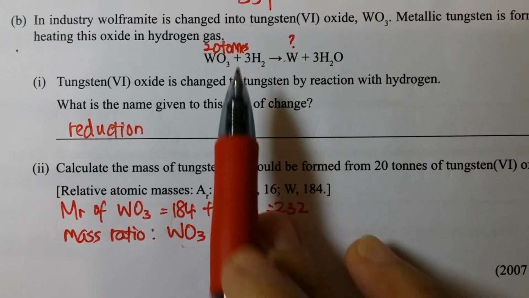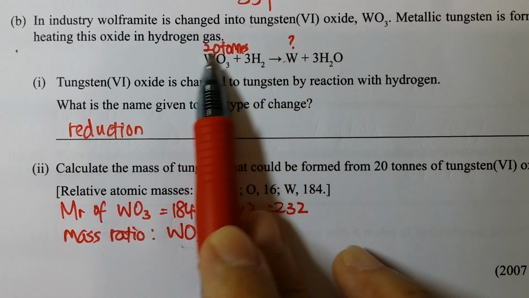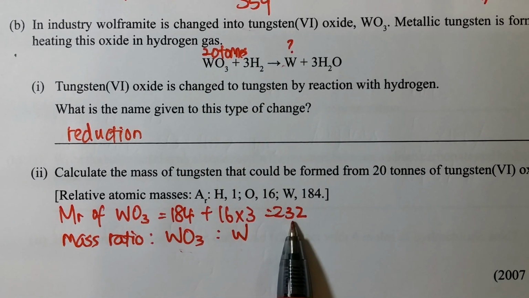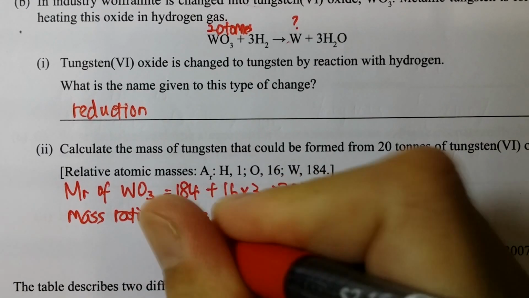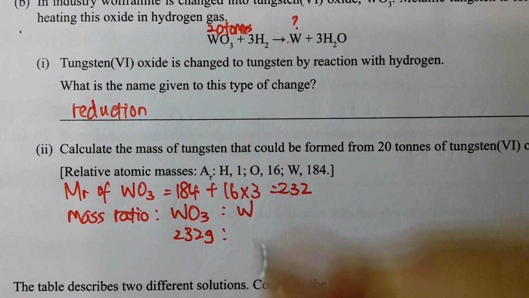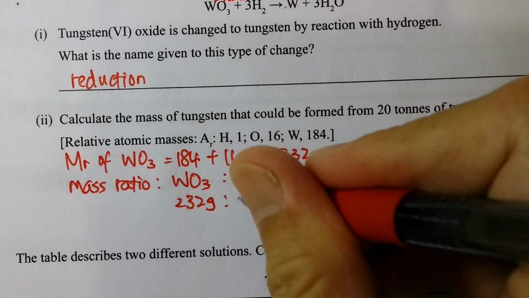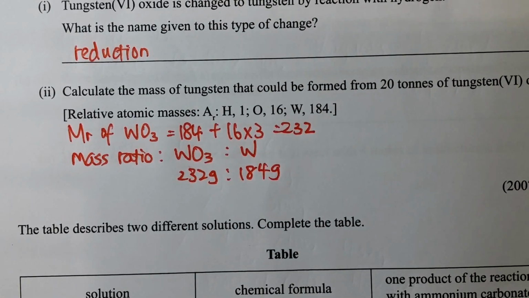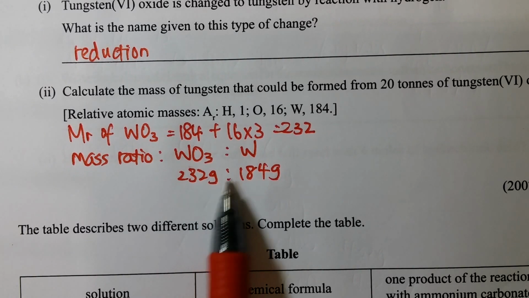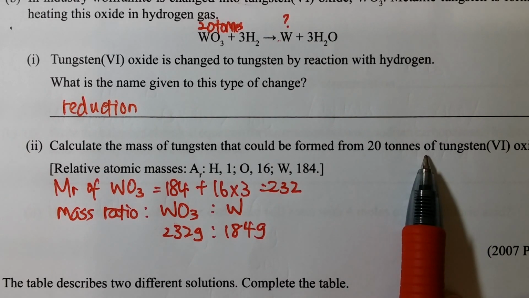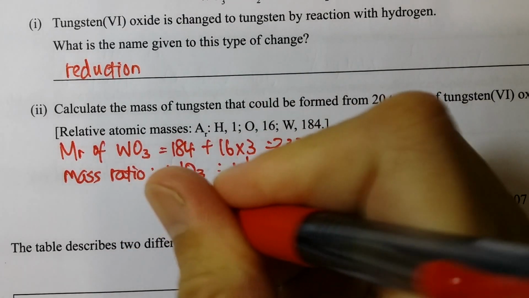What is the mass ratio? The first row is always from the chemical equation. So in this case, what is the mass of 1 mole of WO3? The MR is 232. So the mass is number of moles times the MR, which is 1 times 232, which is 232 gram. How about the mass of 1 mole of W? Mass of 1 mole of W is the same as the AR, which is 184. So the first row is from the balanced chemical equation, 232 to 184. Now I have 20 tons of tungsten 6 oxide.